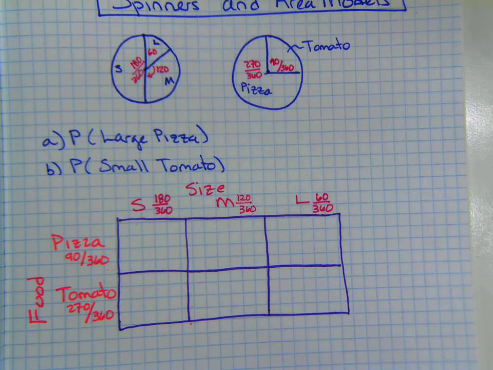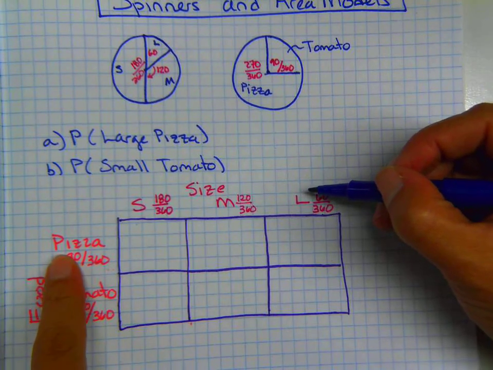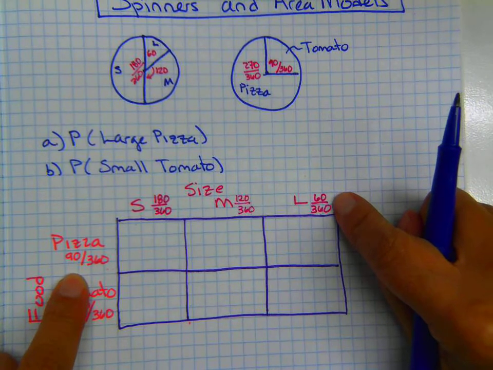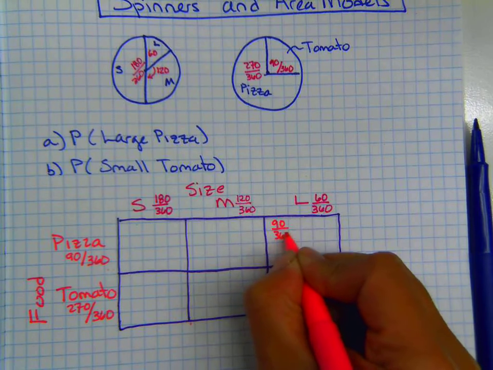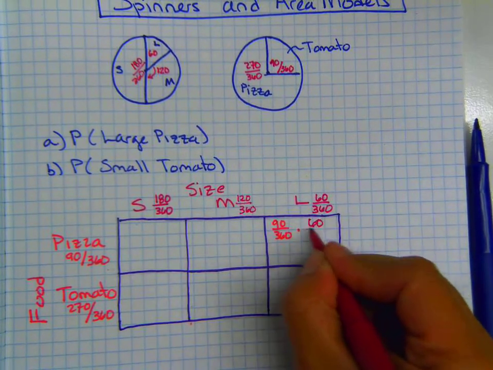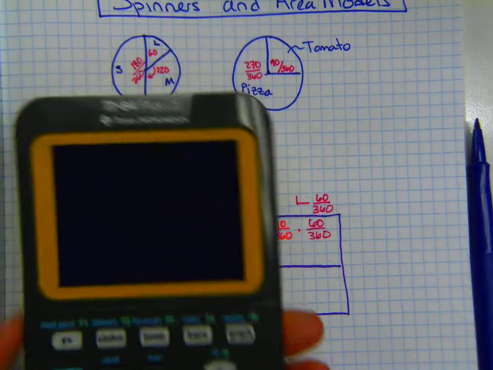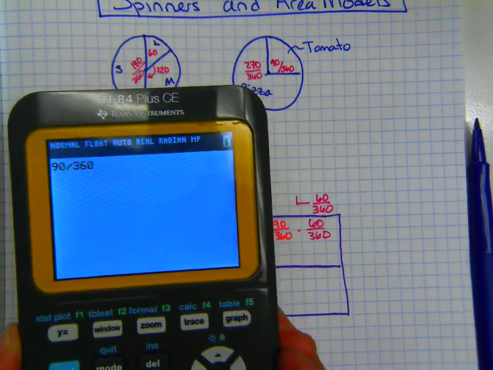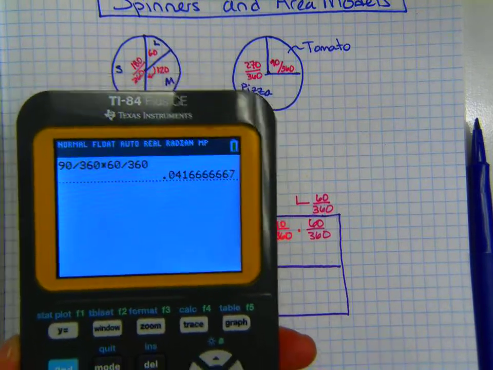All right, now that I have the probabilities associated on the sides, I can answer the questions. So what's the probability of getting a large pizza? Well, here's large, here's pizza. These are the two probabilities that I'm going to multiply together. So it's going to be 90 over 360 times 60 over 360. These are really large numbers, so I'm going to use my calculator. We have 90 divided by 360 times 60 divided by 360, which comes out to be this awful decimal.